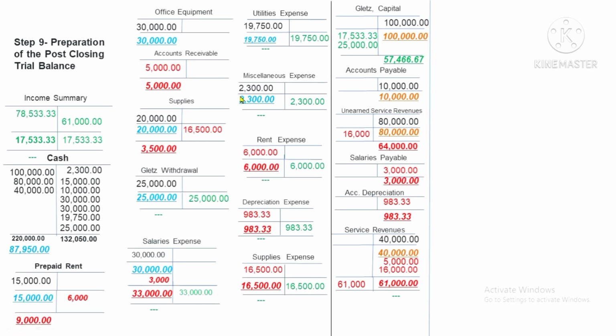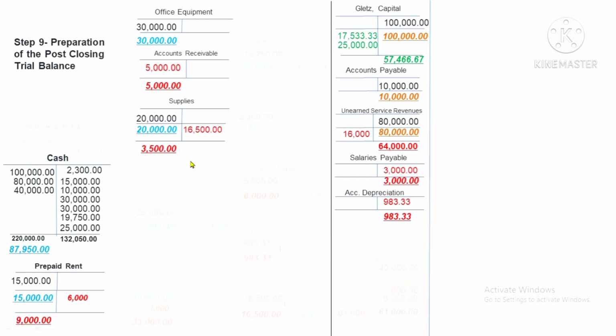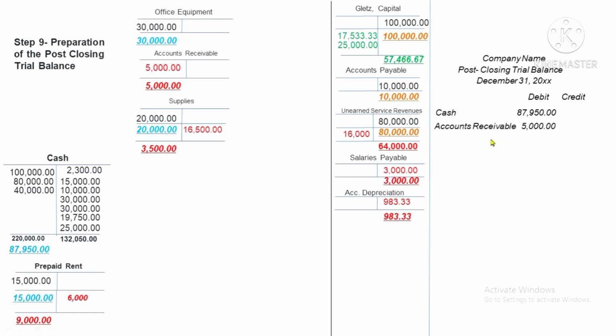Step 9 is the preparation of the post-closing trial balance, which is just a listing of these updated balances. So to make it easier, we should eliminate those account titles with zero balances. So here you go. Now let's make the post-closing trial balance. So let's start with the company name, followed by the words post-closing trial balance and the date covered. So let's start with cash. The cash is 87,950, followed by the accounts receivable of 5,000, and then we have prepaid rent of 9,000, and then we have the supplies of 3,500, and also we have the office equipment of 30,000.